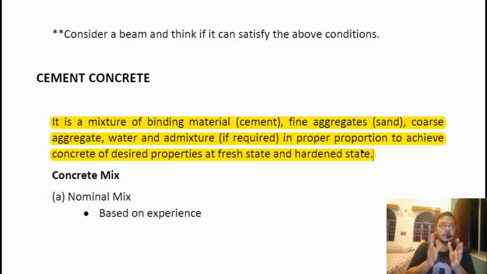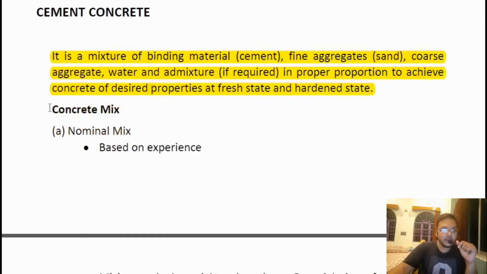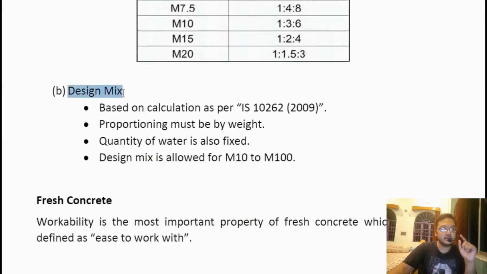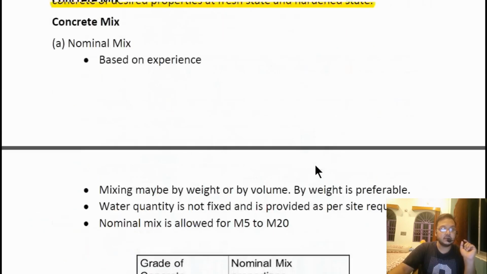So whenever we are considering these mixes, that is I am mixing this cement, how much fine aggregate I should mix, how much coarse aggregate I should mix, or admixture or water, these things actually depend on various proportions. So depending on this proportion, we are dividing it into the concrete mix, first the nominal mix. Nominal mix is one type of mix. Next is the design mix.